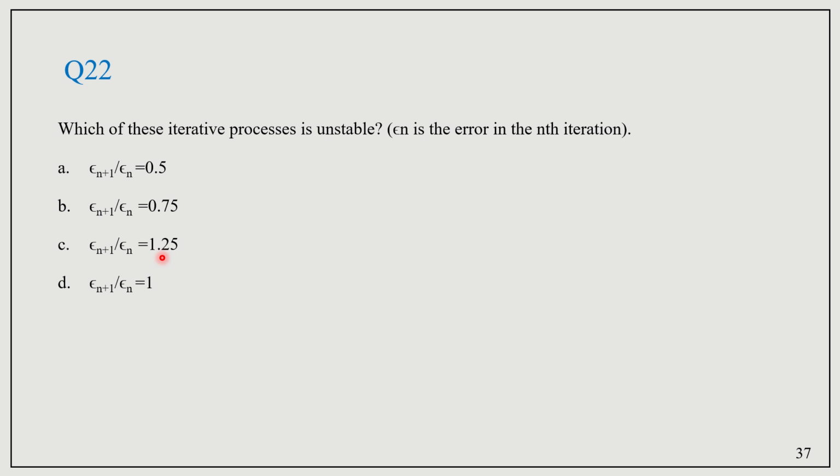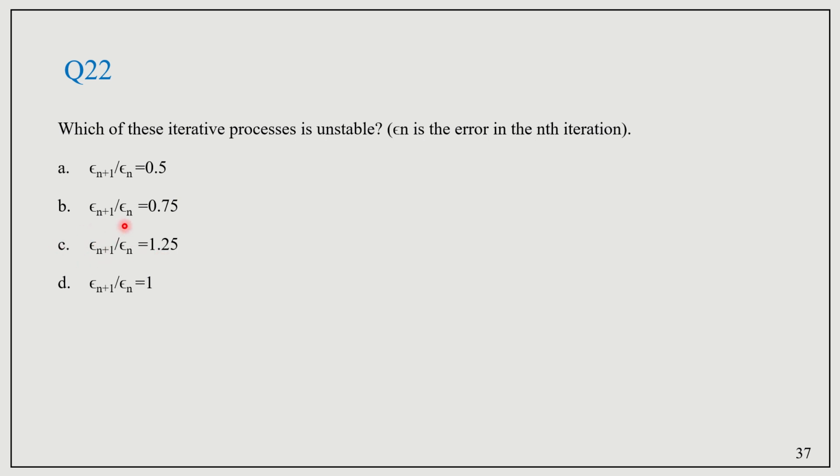Now if we look at the four options A, B, C and D, in option A it is less than 1, option B also it is less than 1, option C it is greater than 1 and option D it is equal to 1. It is less than or equal to, so option D is also acceptable. But option C it is greater than 1. What does greater than 1 mean? Error in the n plus 1th iteration is greater than the error in the nth iteration. So the error is growing, keeps on increasing. So it is an unstable process. So option C is the answer.